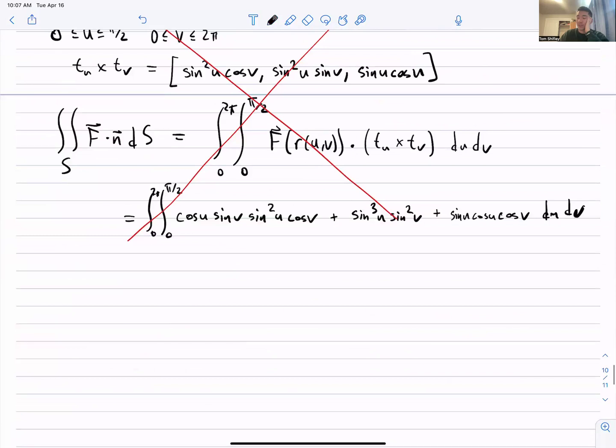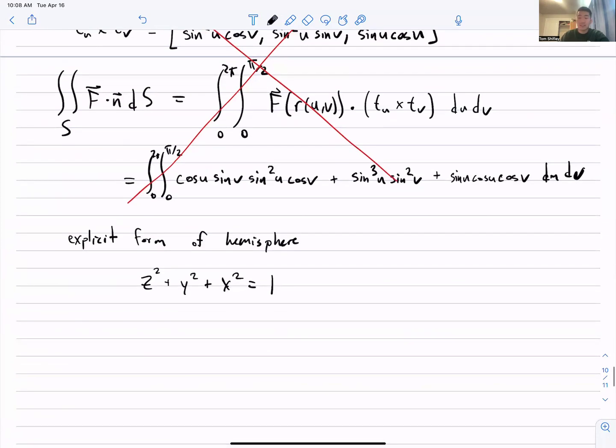The explicit form of the hemisphere is given by, well, technically it's implicit, z squared plus y squared plus x squared equals 1. The idea is that the normal vector for the explicit form of this, the normal vector n, is given by negative z sub x, negative z sub y, 1.